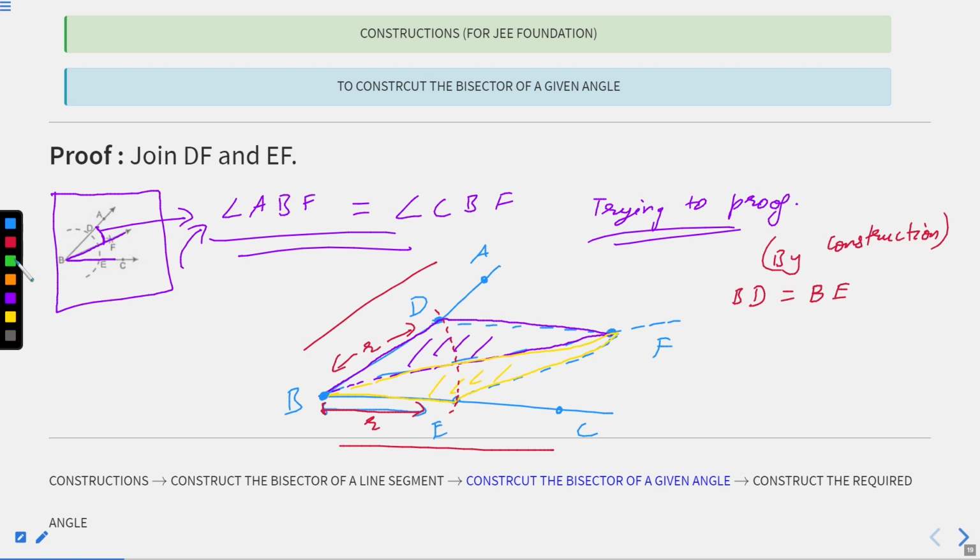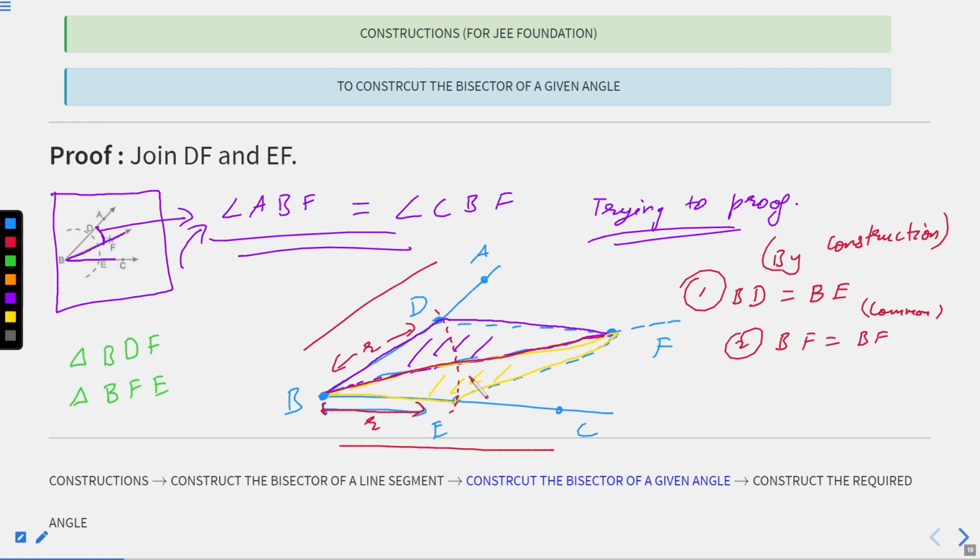Now what? We have taken two triangles, triangle BDF and triangle BFE. The first point is that BD is equal to BE. Now we can easily see that BF is common. BF is a common side.